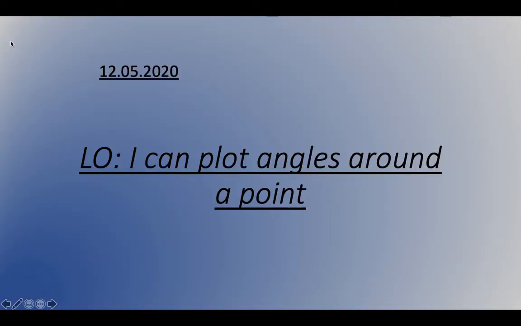Today we're going to be plotting angles around a point. Now this is building from our learning yesterday where we were finding angles on a straight line, and that key rule from yesterday was that there are 180 degrees on a straight line.